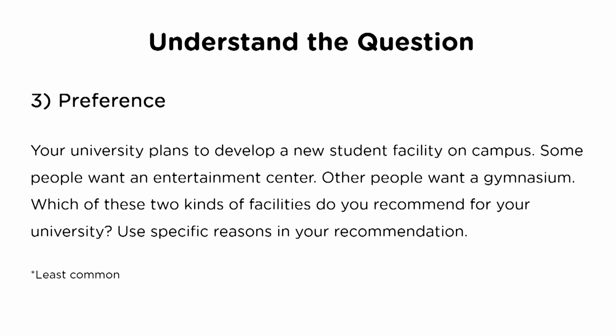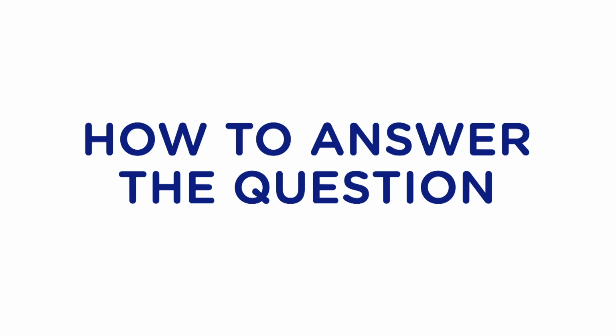So here it's asking which one do you prefer, or would you prefer? Would you prefer the university build an entertainment center? Or would you prefer it builds a gymnasium? And again, as you can see, you're going to pick one and you're going to argue why. So although these three questions take a different presentation in the way that they're worded, the type of essay that you write is still the same.